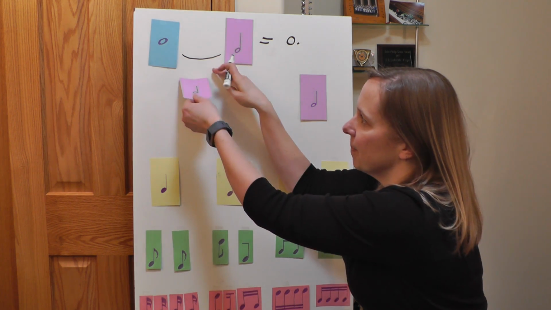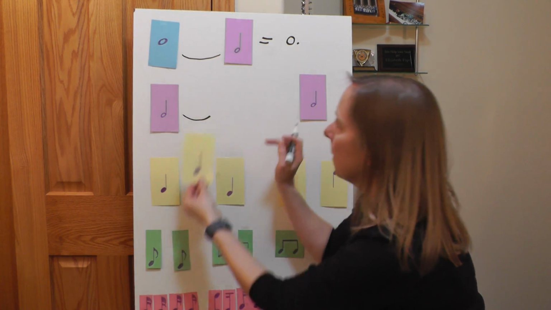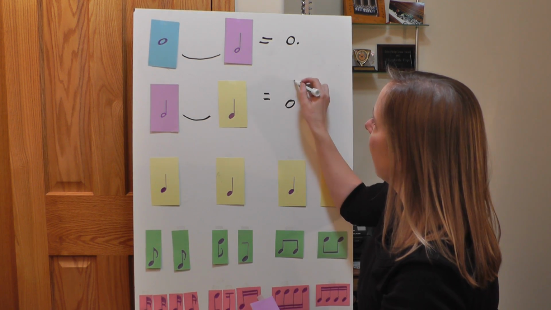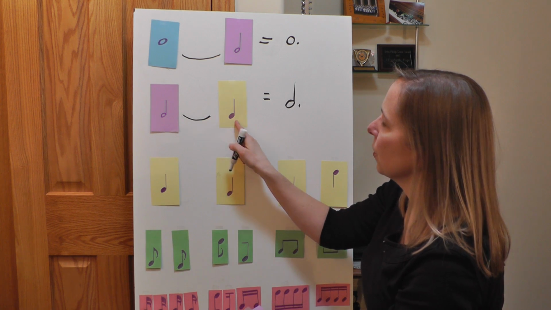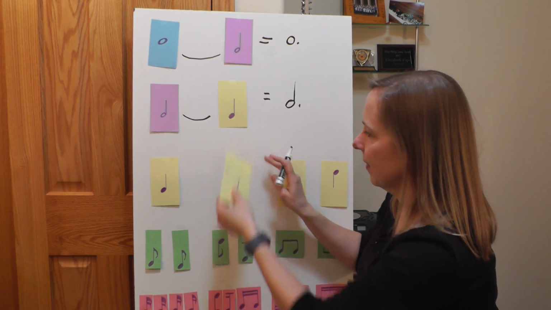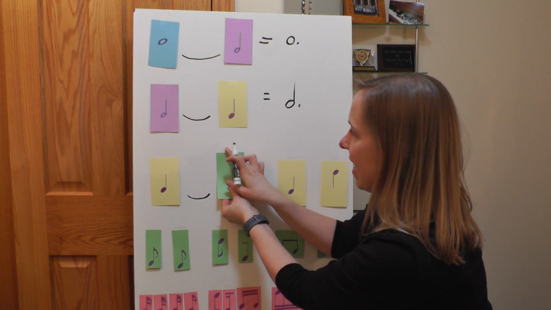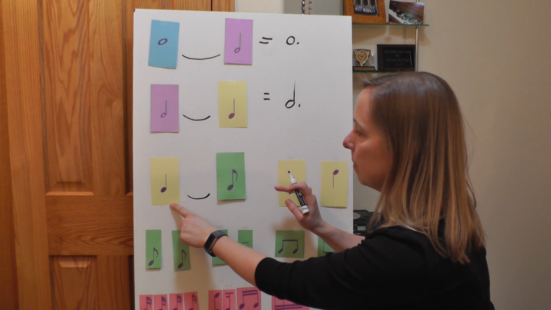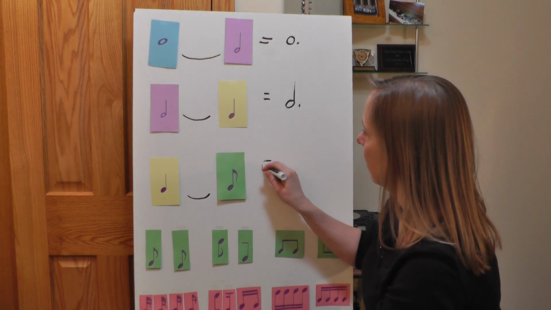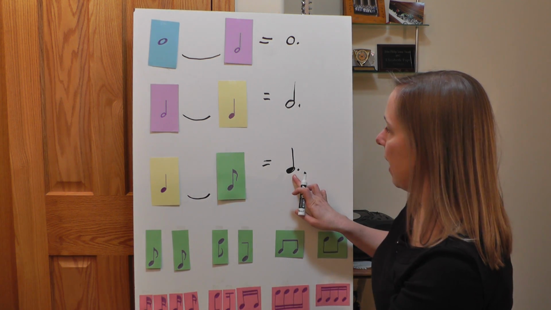If I take a half note and I tie it to a quarter, I'll get the same value as a dotted half note. 1, 2, 3. 1, 2, 3. If I take a quarter note and I tie it to an eighth note, this is 1 beat. The eighth note is half of a beat. That would equal 1 1/2. 1 beat plus a half beat is 1 1/2.